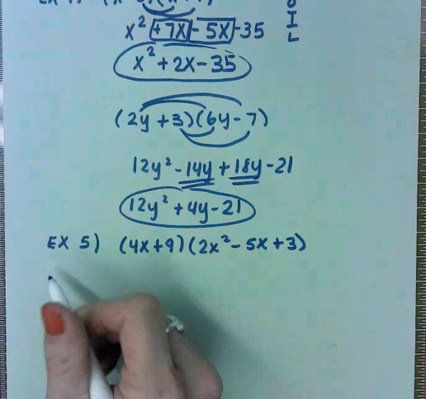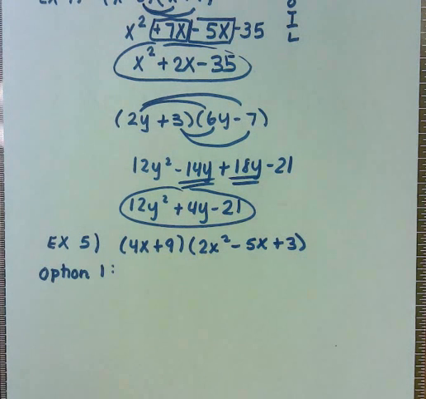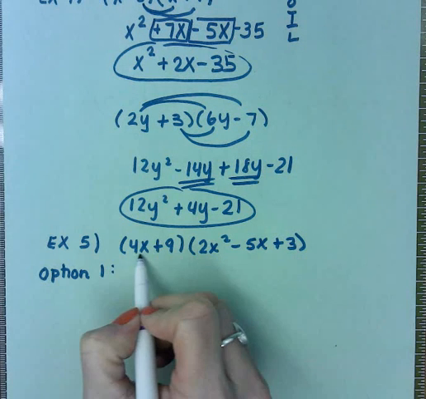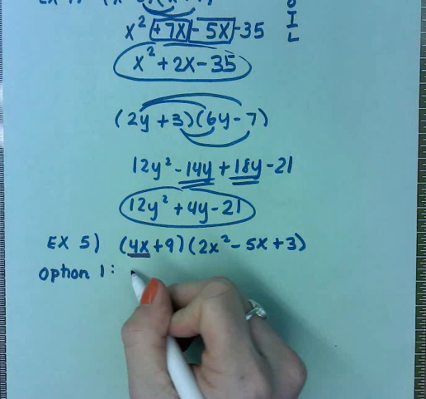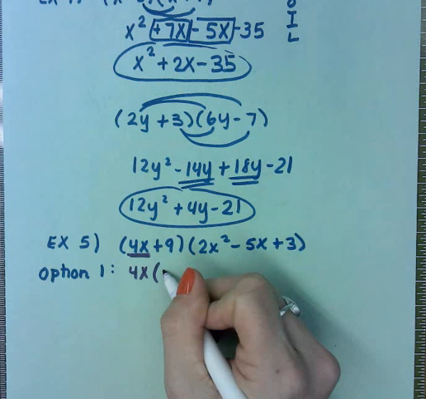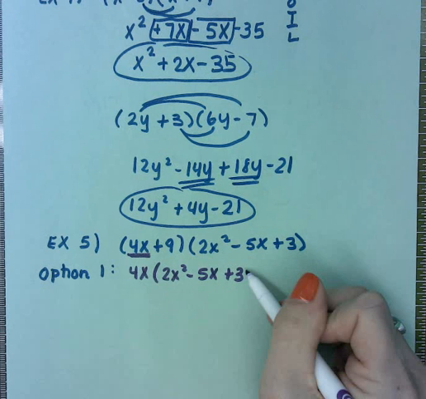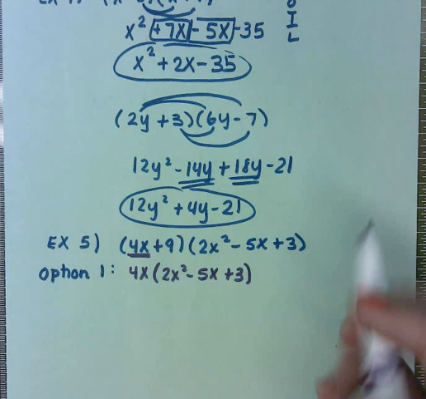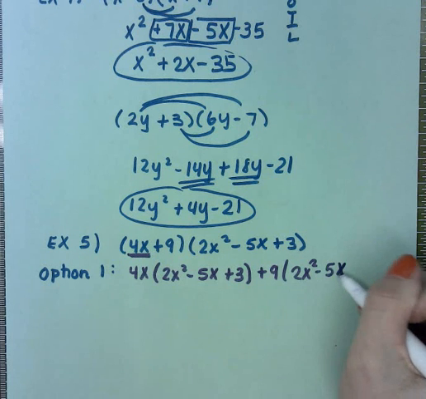Option 1 is to take your binomial and distribute each term. So the first term in your binomial is 4x. Everyone with me? You're going to take your 4x and distribute it to your trinomial. And then you're going to take the second term in your binomial, plus 9, and distribute that to your trinomial. That should look very similar to the example we did multiplying a monomial by a polynomial, right? So you do exactly the same thing we did before.